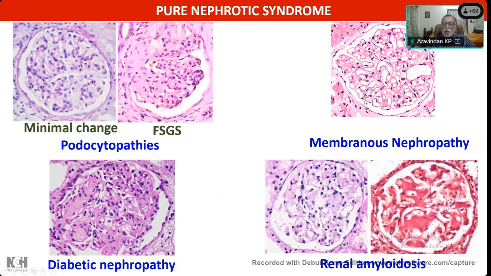Then you have membranous nephropathy. Diabetic nephropathy frequently presents with pure nephrotic syndrome. Renal amyloidosis can present with pure nephrotic syndrome. These are the ones which leak purely protein without the other. And usually when does leaking of RBCs and other cells occur? What kind of morphological change is it in which you will find a lot of RBCs and other kinds of cells?